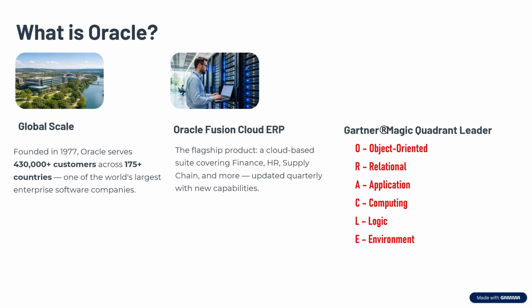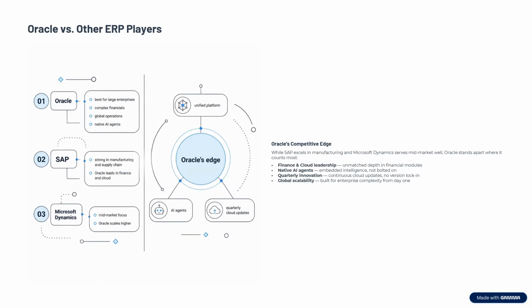And coming to Oracle Fusion Cloud ERP, we discussed what product families there are. Along with that, we discussed what is Oracle. Oracle provides a mnemonic purpose: object-oriented, relational, application, and computing and logical environment. We also discussed Oracle versus other ERP players. What is Oracle? Why Oracle? Why are we choosing Oracle compared to SAP and Microsoft Dynamics?